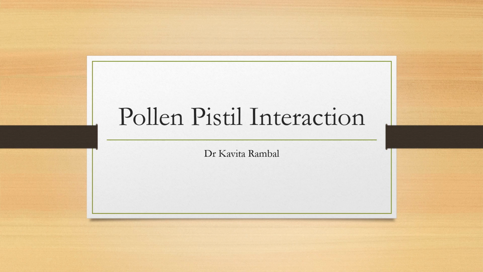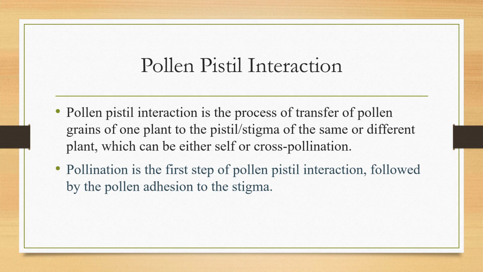Hello students, today's topic is pollen-pistil interaction: how the pollen will interact with the pistil, and what will be the fate of pollen when it falls onto the stigma. Pollen-pistil interaction can be defined as transfer of pollen grains of one plant to the pistil, stigma of the same or different plant, which can be either self or cross-pollinated.